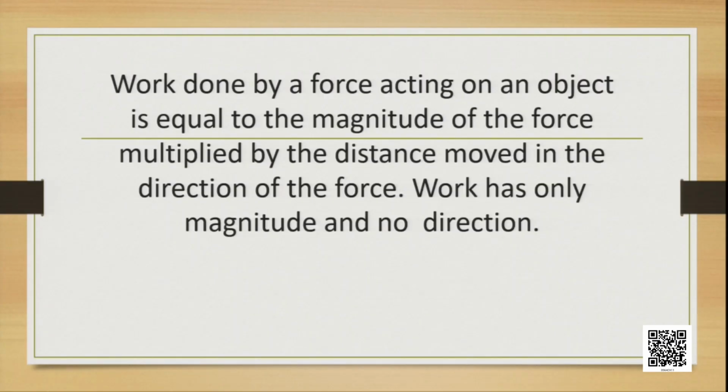Now, dear students, if you try to define under what situation we say work has been done, the definition will be: work done by a force acting on an object is equal to the magnitude of the force multiplied by the distance moved in the direction of the force. Work is only magnitude and no direction. So here we can say work is a scalar quantity because it is only associated with the magnitude, it has no direction. So whenever we quantify work, it will have only the magnitude.